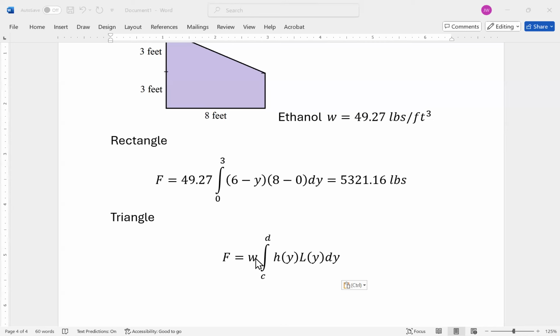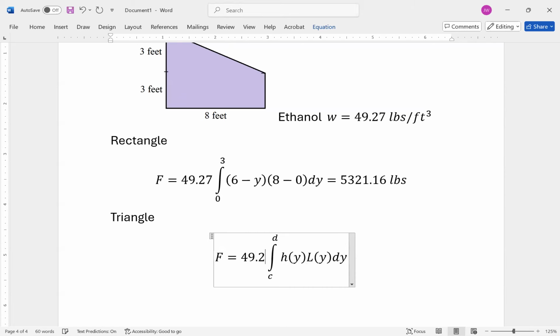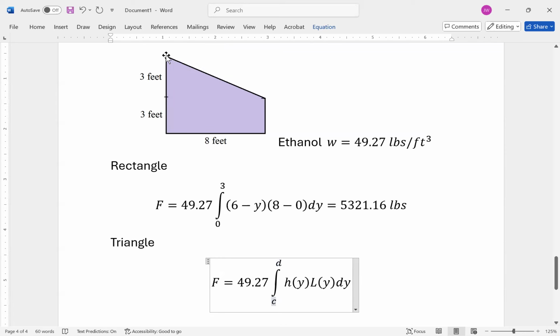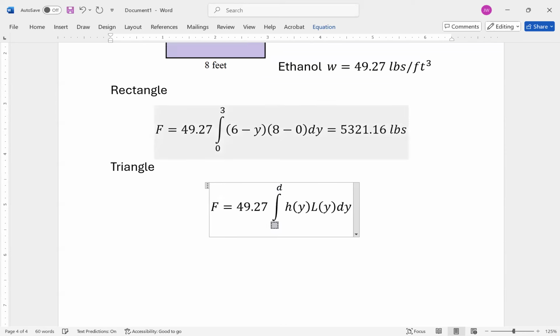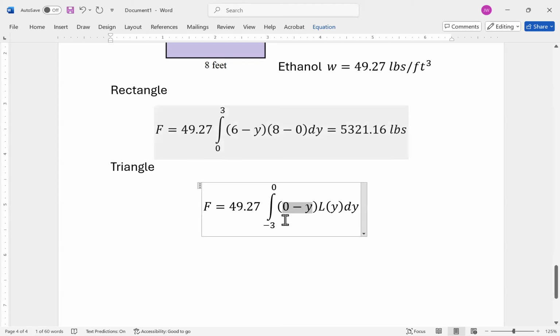All right, so triangle. Weight density still, since we're in ethanol, 49.27 pounds per cubic foot. Like I said, our origin is going to be at the top of this, so integrating from -3 to 0. The depth with this orientation is 0 down to y. Now our y values are all negative, so this does make sense. The depth is going to be a positive number.